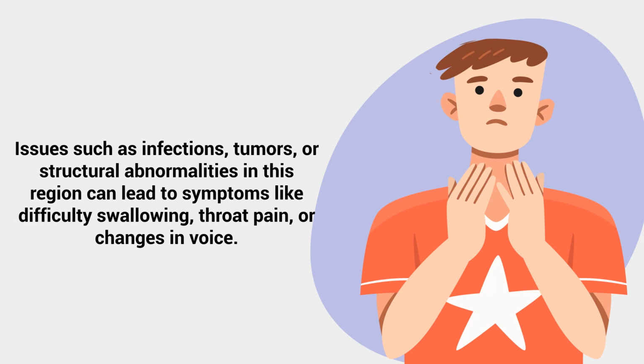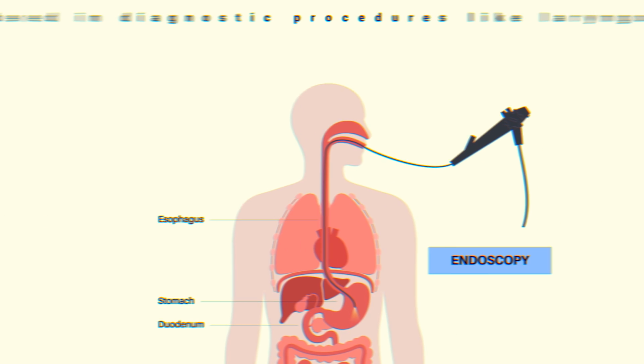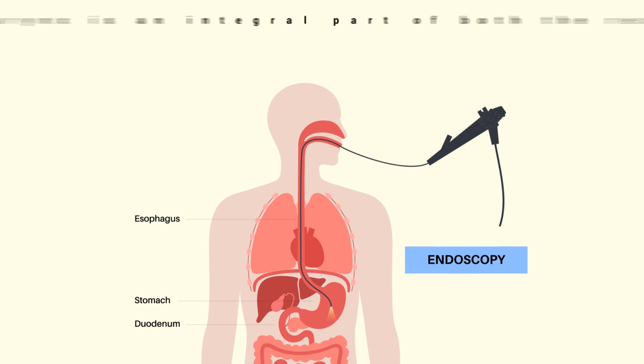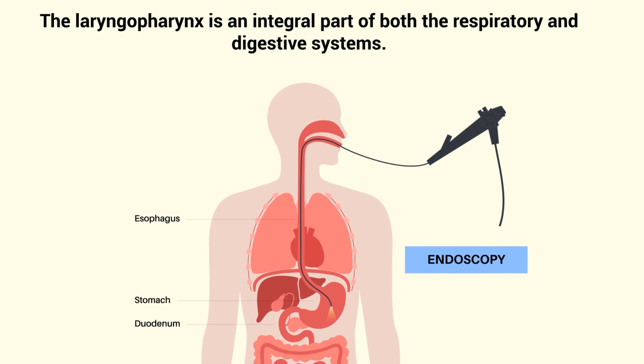Furthermore, the laryngopharynx's strategic location and structure make it a critical area for the assessment of various medical conditions. Issues such as infections, tumors, or structural abnormalities in this region can lead to symptoms like difficulty swallowing, throat pain, or changes in voice. It is often examined in diagnostic procedures like laryngoscopy or endoscopy to evaluate conditions like laryngeal cancer, vocal cord nodules, and other throat disorders.